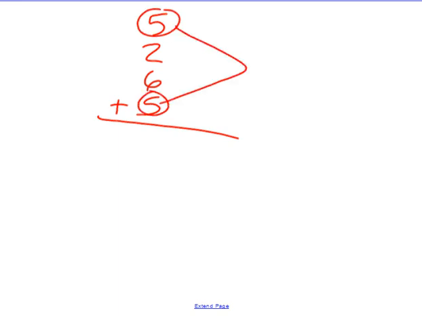What about this one? Do you see any pairs that make 10 when they add them together? Adam? Yeah. 5 plus 5 equals 10. Does 6 plus 2 equal 10? No. So I can add those just leftovers. 6 plus 2 is? So I can add that, and my answer is 18.